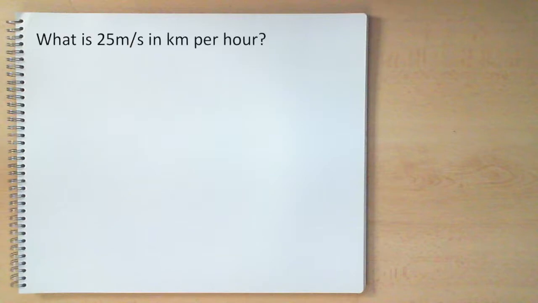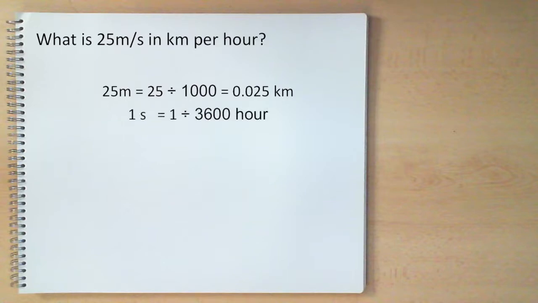So to convert from, first of all, meters to kilometers, we have to divide by 1,000 because there are 1,000 meters in a kilometer. So 25 meters is 0.025 kilometers. To convert from seconds into hours, well, in 1 hour there are 60 minutes and in 1 minute there are 60 seconds. So the number of seconds in an hour is 3,600. So 1 second is 1 divided by 3,600ths of an hour.